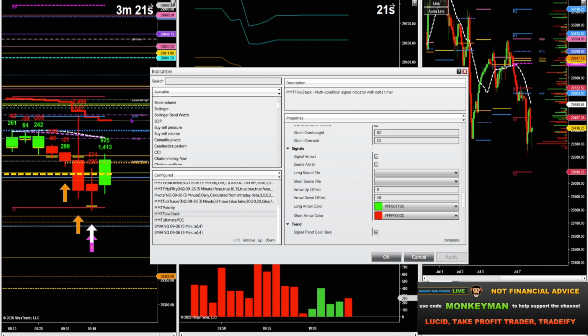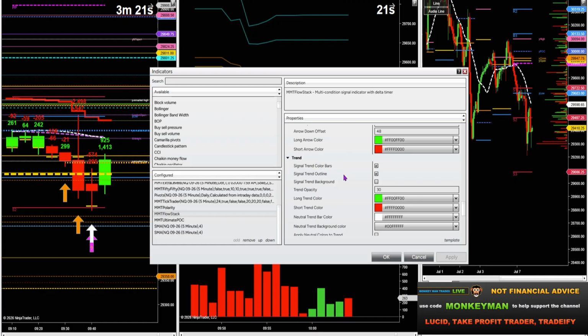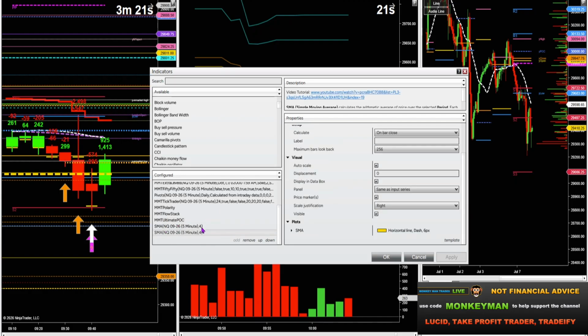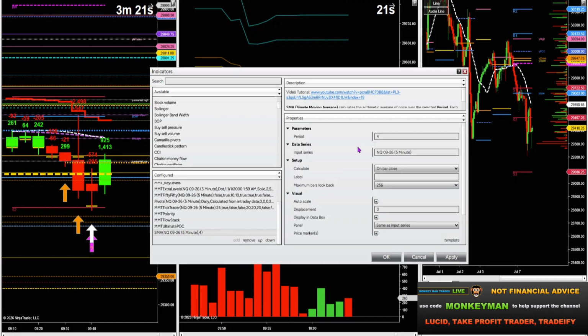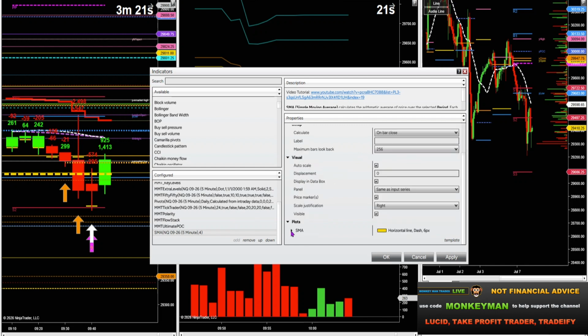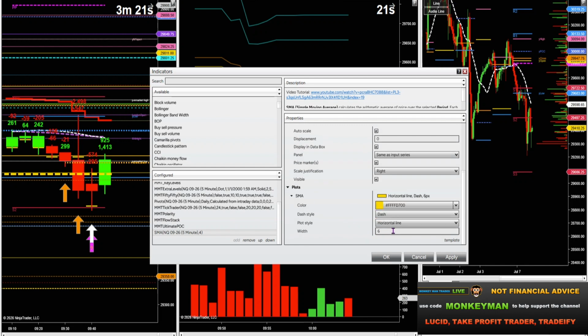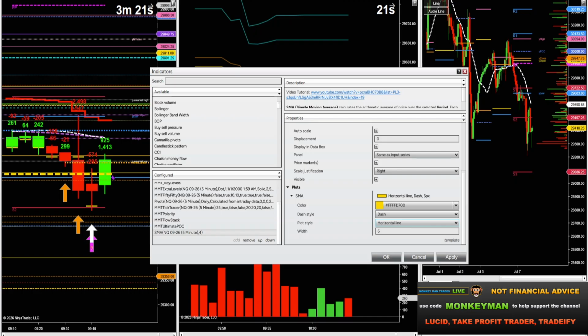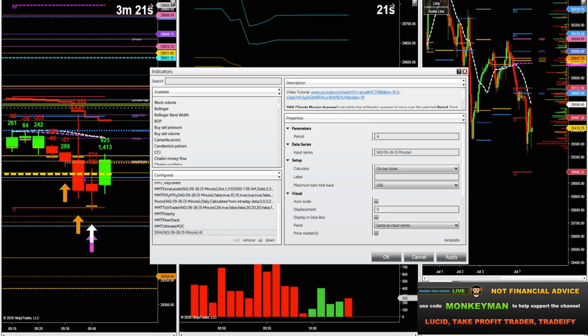I'm not using the signal arrows on the 5-minute chart for the flow stack, I'm just using the trend color bars and outline. Got the ultimate POC on the chart, same settings. And then I guess I've got 2 SMAs, there's only supposed to be 1. So I've got the SMA period of 4, which translates to a 20-period SMA on a 1-minute chart. And then down here on the plots, I've thickened this up to a 6. And for the plot style, horizontal line. That's going to keep this plotting right across the chart there. It's not going to look like a moving average. This horizontal line is just going to keep moving every bar close.